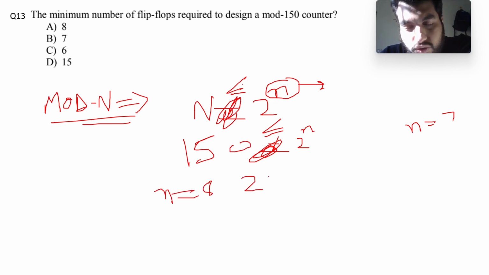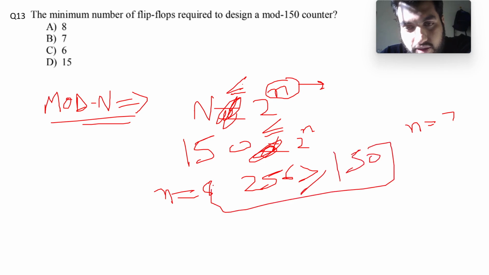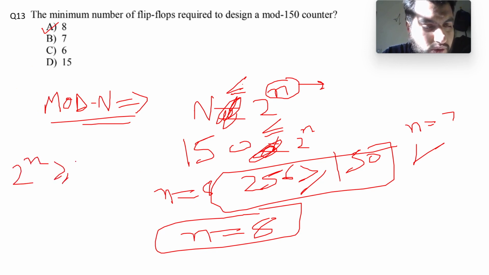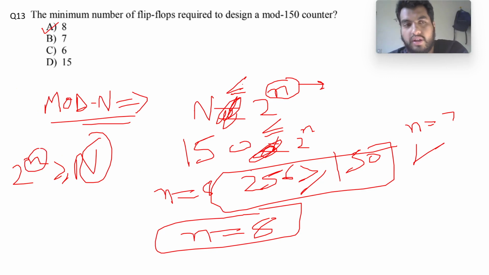So 2 raised to power 8 is equal to 256, that is greater or equal, that satisfies this condition. So the minimum number of flip-flops required to implement a mod 150 counter is 8. So what was the condition? 2 raised to power n should be greater or equal to N, where N is the mod and small n is the number of flip-flops. While having this condition, we put n equal to 8 and we found that the minimum value of n to achieve this is 8. You can see that n equal to 9 can also satisfy this condition, but we need to find the minimum number of flip-flops that can satisfy it.